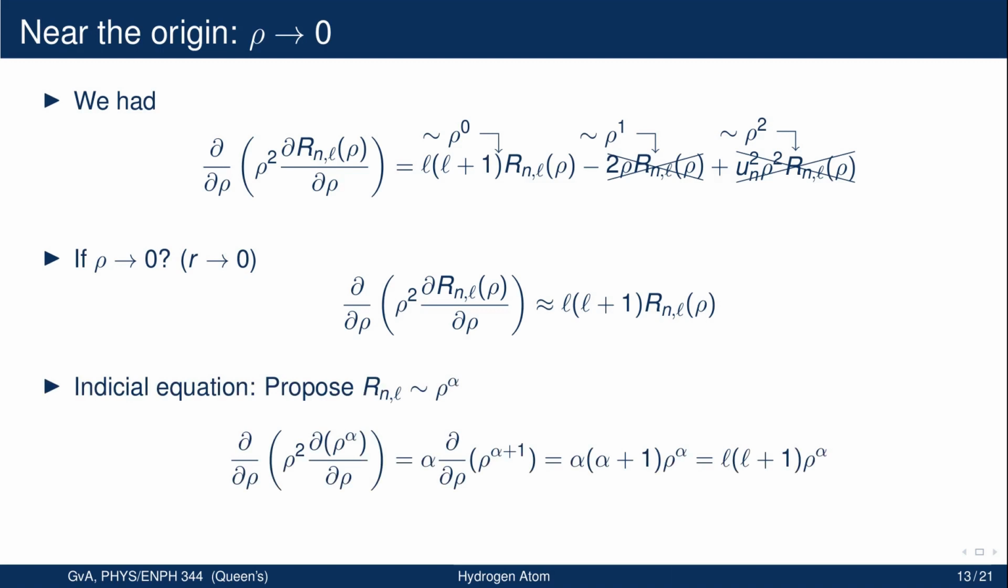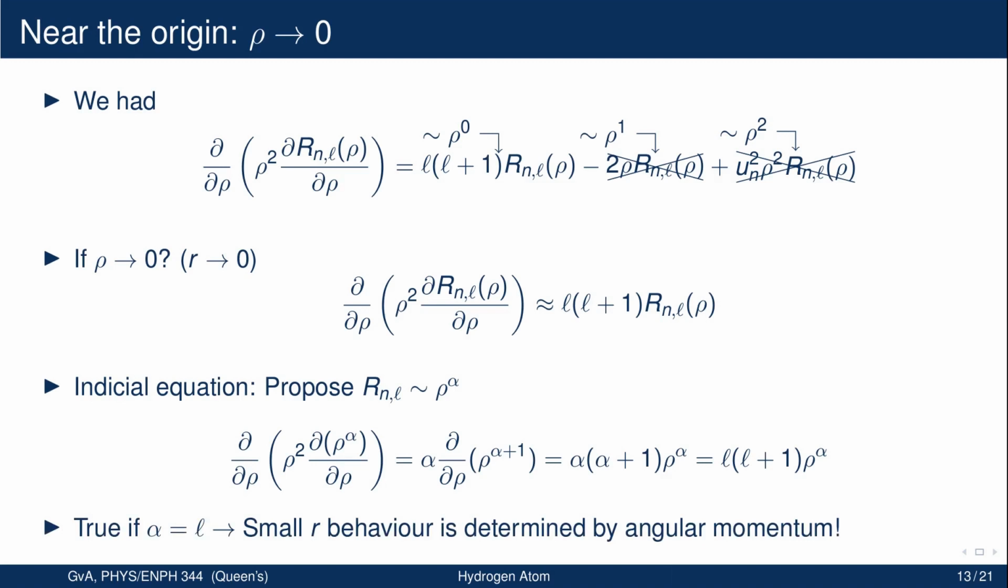This gives us what mathematicians sometimes refer to as an indicial equation. We're going to propose that capital R goes like rho to the alpha. Then we can differentiate the left-hand side using that guess, and find that the left-hand side has to be equal to alpha times alpha plus 1 times rho to the alpha. Now if we look at the right-hand side, that's just L times L plus 1 times rho to the alpha. In order for those two things to be the same, we have to have that alpha equals L. Physically, what that means is that the small r behavior, or the behavior near the origin, is determined by the angular momentum.